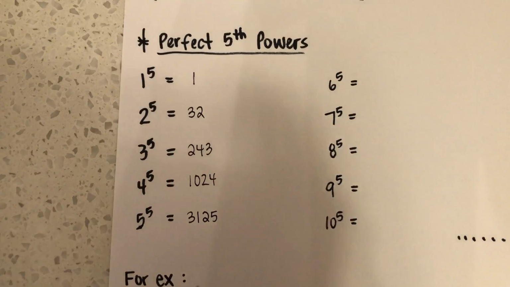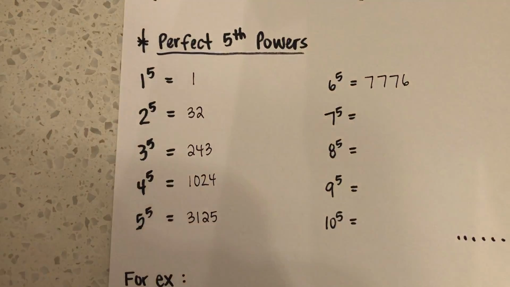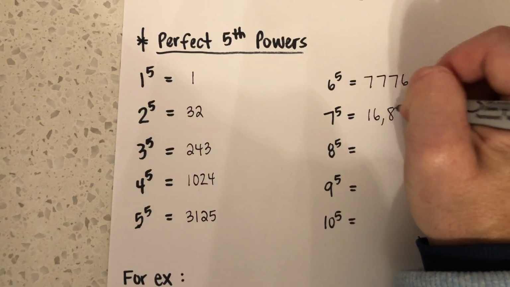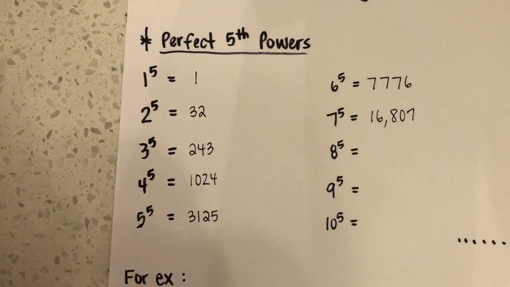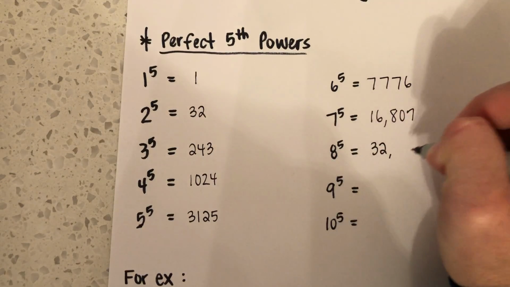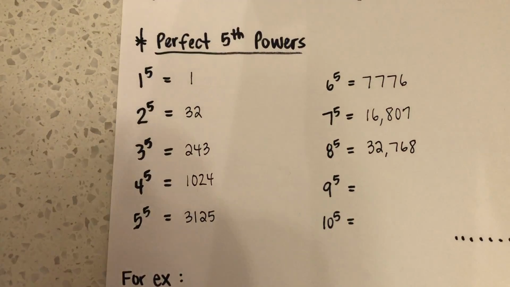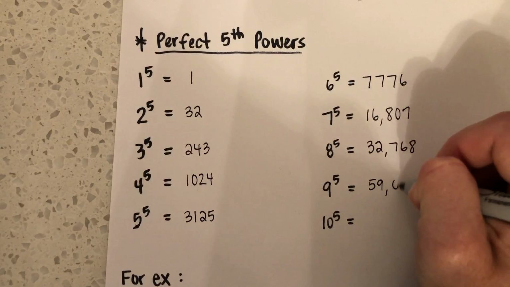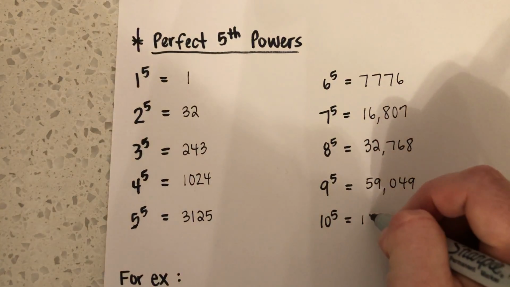6 to the 5th power is 7,776. 7 to the 5th is 16,807. 7 times itself 5 times. It's getting pretty big. 8 to the 5th power is 32,768. 9 to the 5th power is 59,049. And then 10 to the 5th should be 100,000.